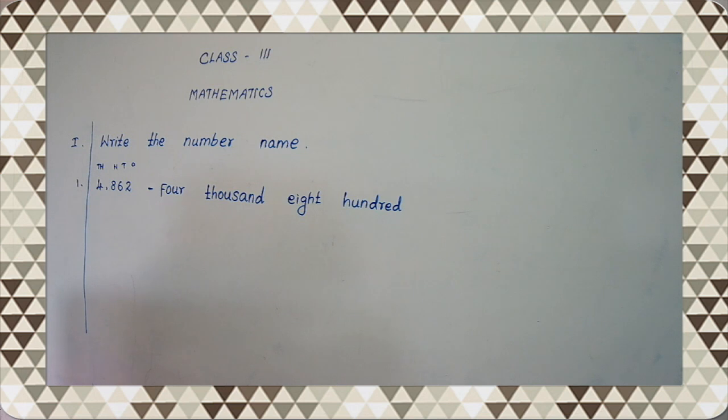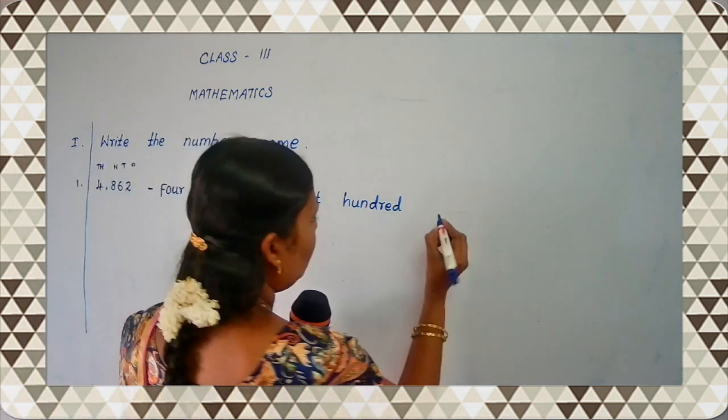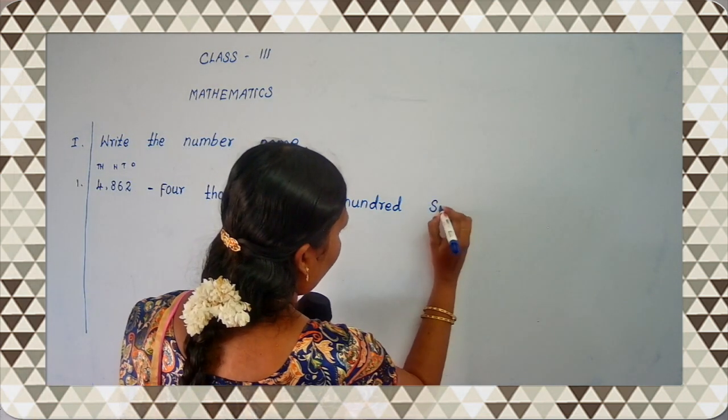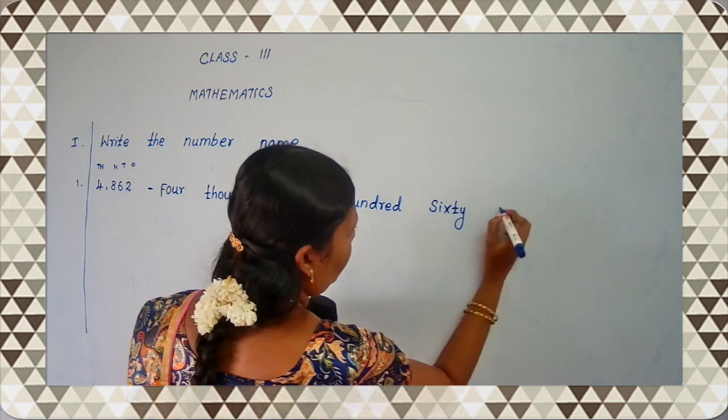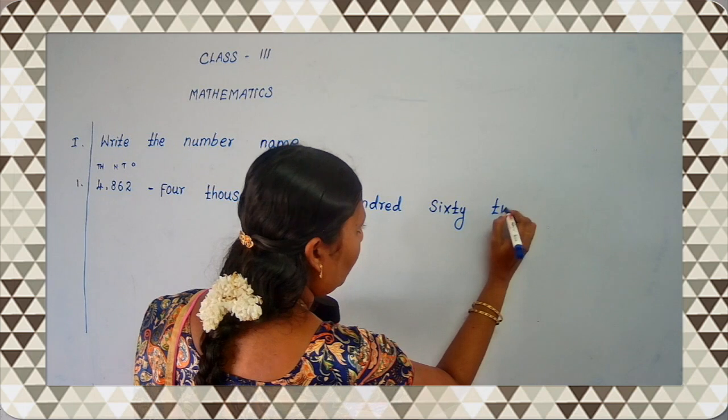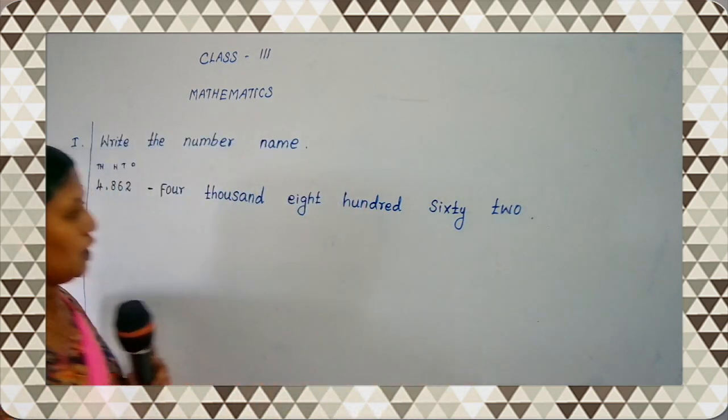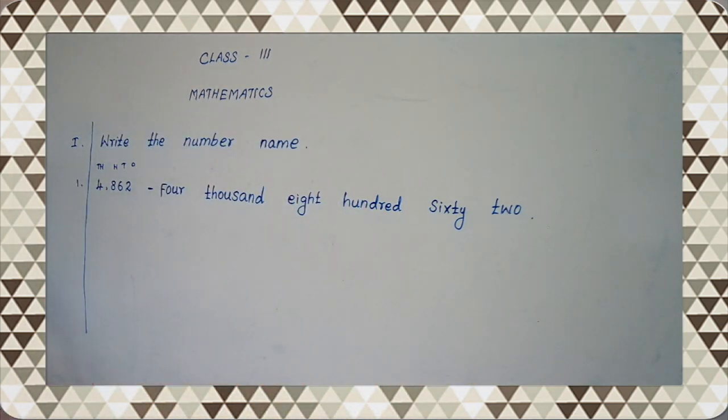What is this number? 62. Yes or no? Yes, 62. So you write the 62 spelling. Sixty, 60. Two, 62. 4862. Okay children, what is this number? 4862.